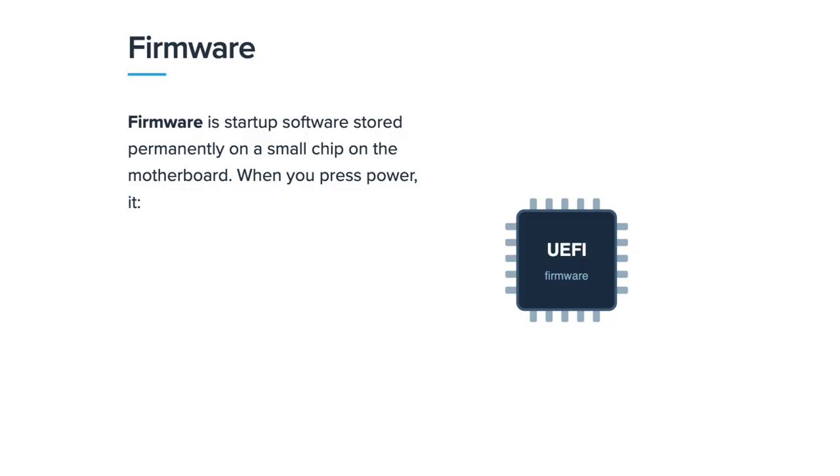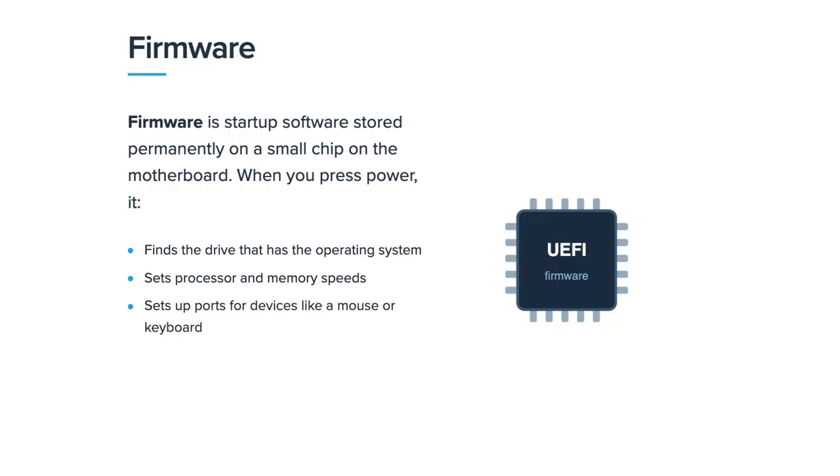Firmware is a startup software stored permanently on a small chip on the motherboard. Permanently is the key word. This chip never forgets, even with the power off. The second you press power, the firmware goes to work. It finds the drive that has the operating system. It sets processor and memory speeds. And then it also sets up ports for devices like a mouse or a keyboard. After that, it hands control over to the operating system, and its job is done until the next boot.